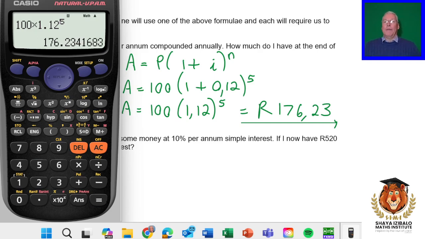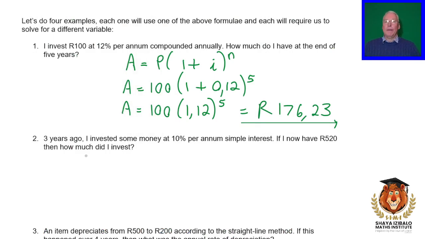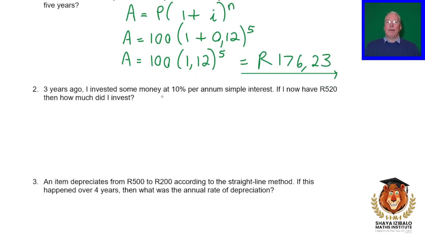Okay, let's look at the next one. 3 years ago, I invested some money at 10% per annum simple interest. So the formula we're going to use is this one.